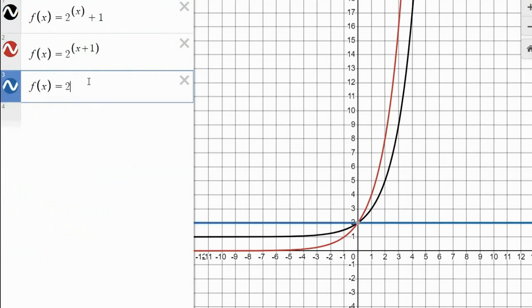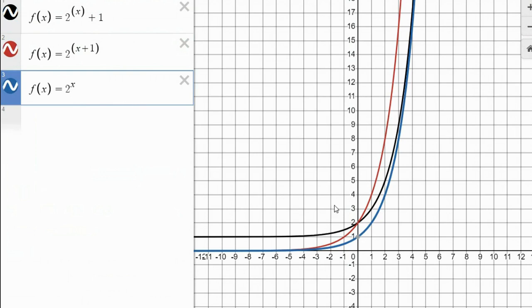Oh, not x, 2 to the x. There's the original one. So a little different. The black one just raises it up 1. The red one shifted it left 1. Everything is 1 to the left of where it was, where the other one is up 1 from where it was.